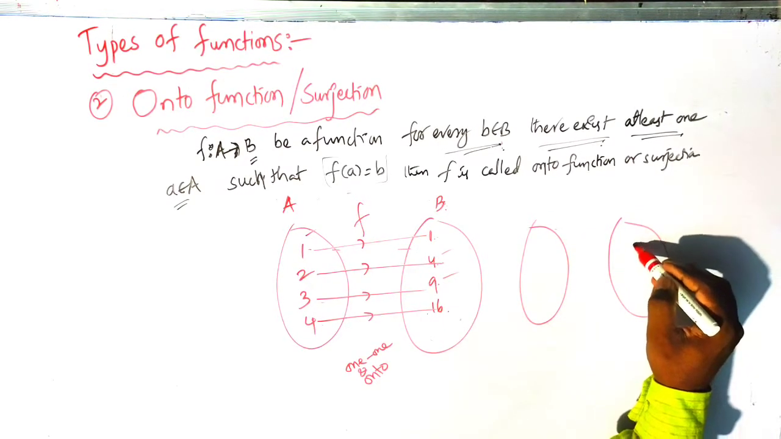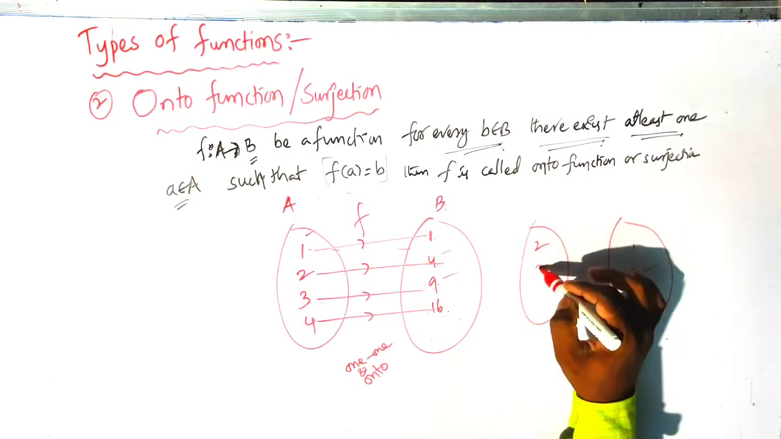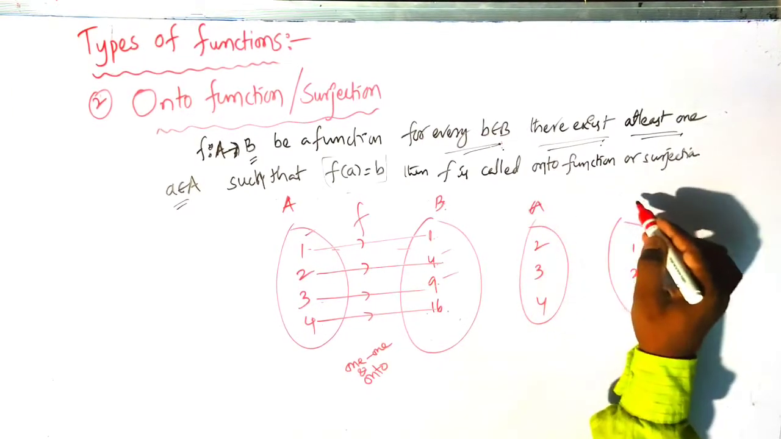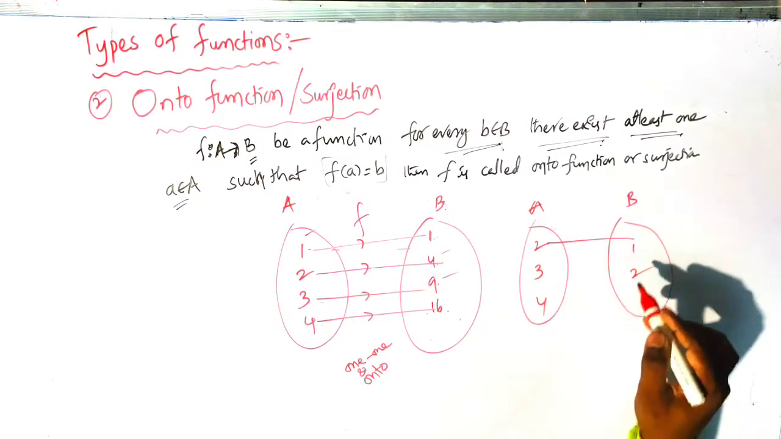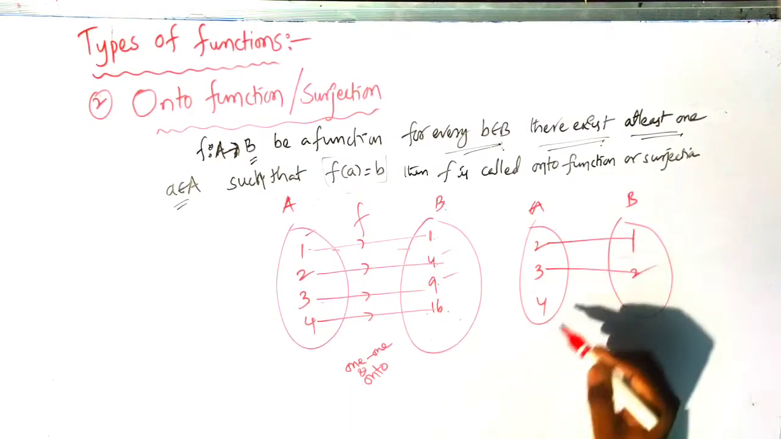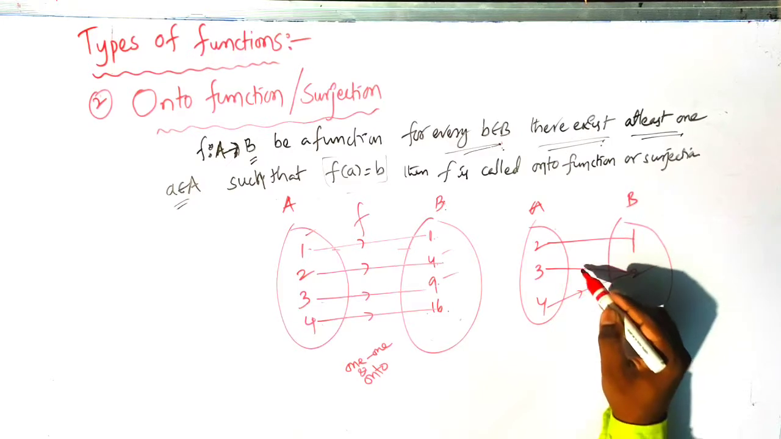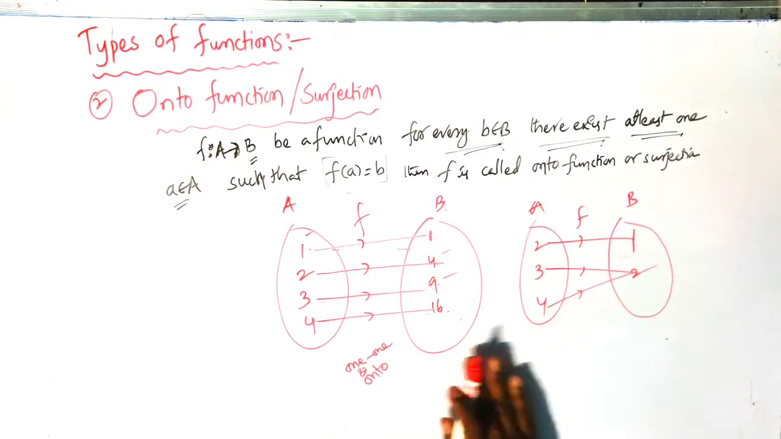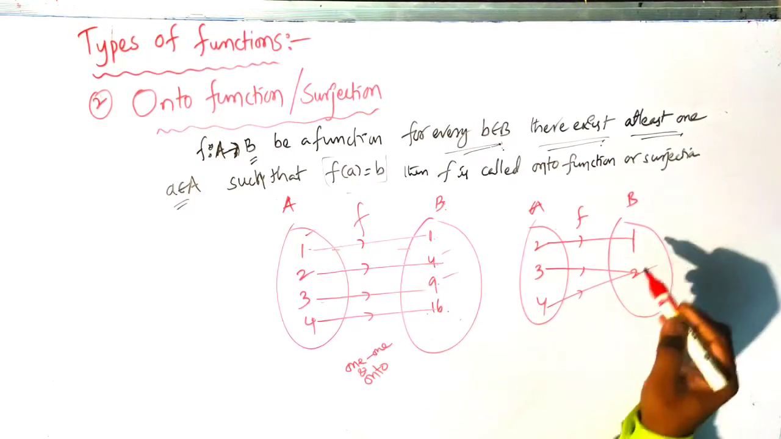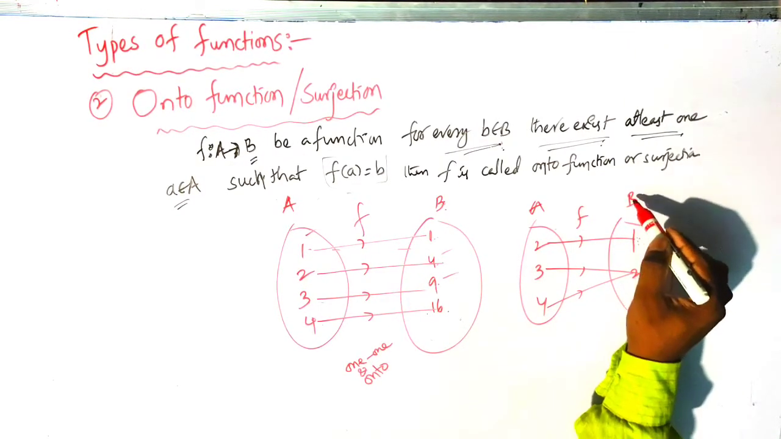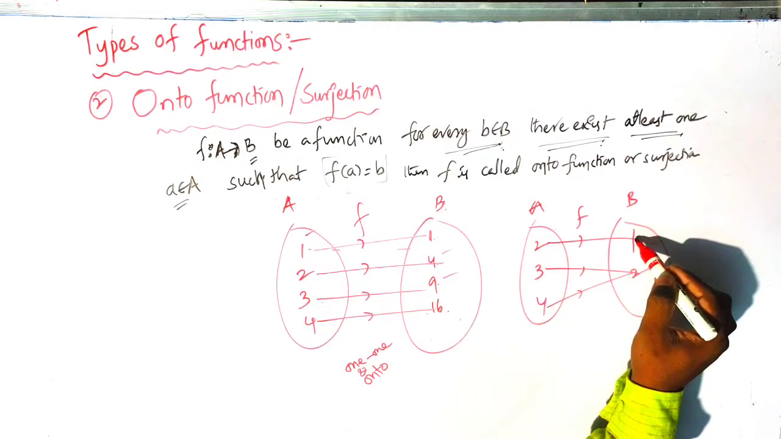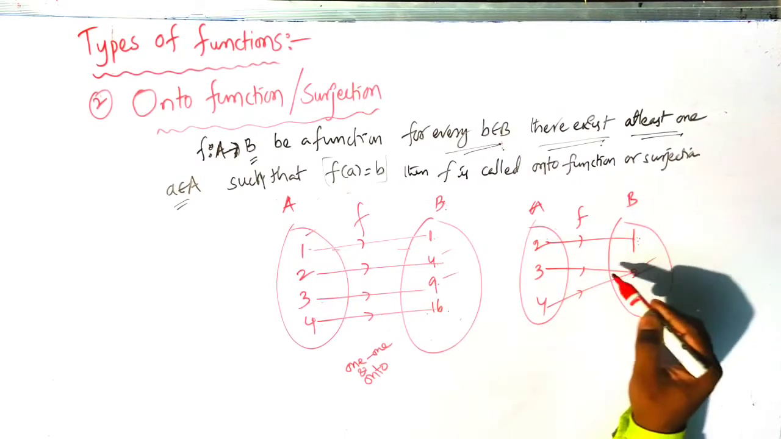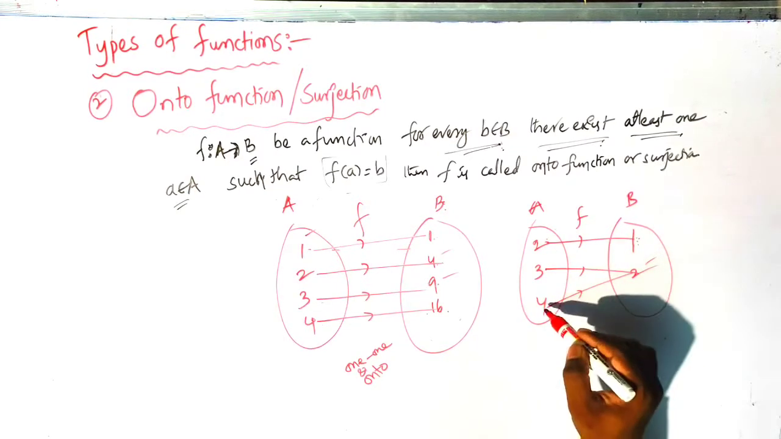So we take only 1 2 here, 2 3 4 like this here. Okay, so A and B. So 1 to 1, 3 to 1, 4 to 1 also. So observe this function. What is the difference between these two functions? Clear? So for every b belongs to B, 1 belongs to B, so at least one exists.